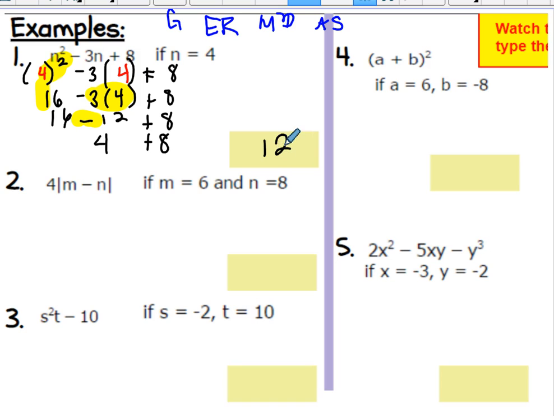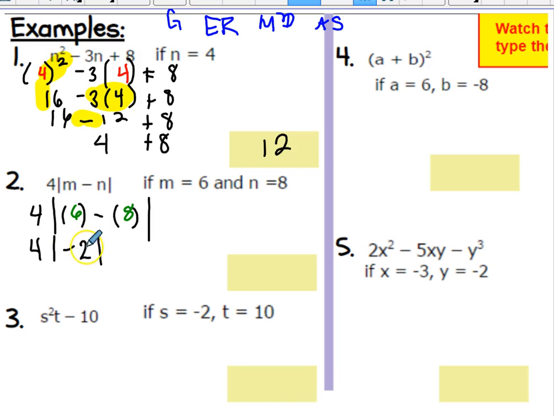Let's look at the next one. I've got 4 times the absolute value of whatever m is, take away whatever n is. This is telling me that each time I see an m, I need to replace that with a 6, and each time I see n, I need to replace that with an 8. Now we've got to do grouping first, and an absolute value symbol is a grouping symbol. So inside the grouping, I've got 6 take away 8, which is negative 2.